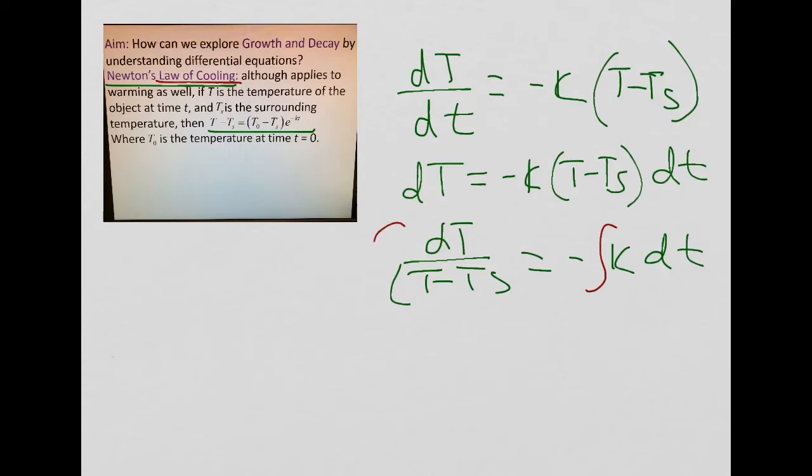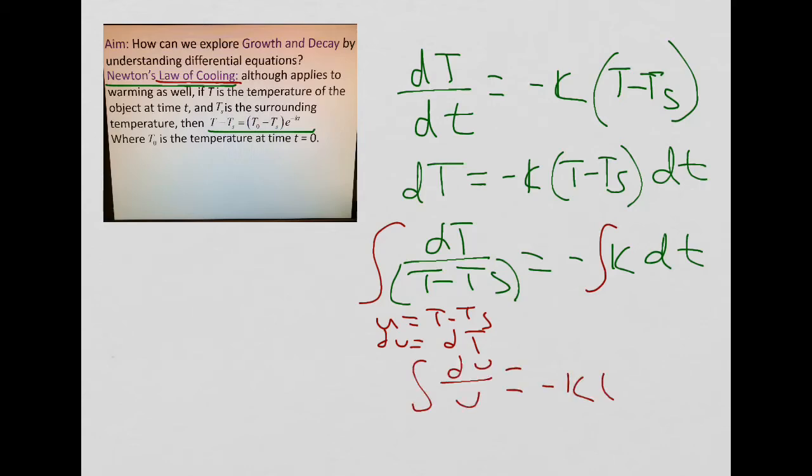I can actually factor it out with the negative, and over here it lists a parenthesis. There actually is another constant. T sub s is a constant, okay? It's something we're going to plug in for the surrounding temperature. So when we're evaluating this integral and we need u substitution, then du is actually just dt. So this is what we end up with.